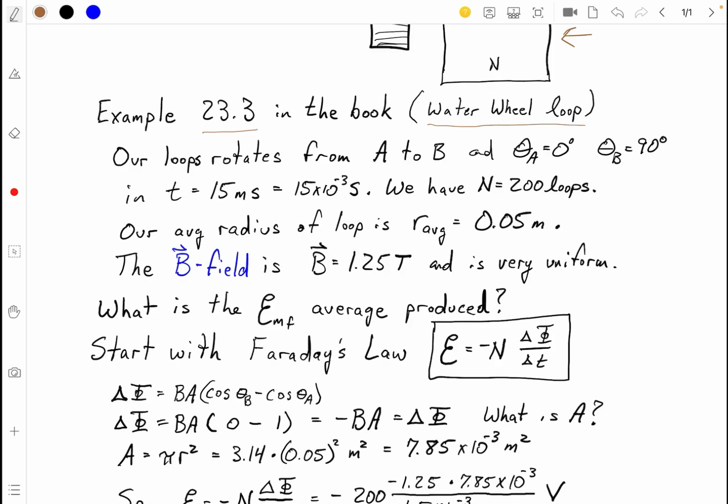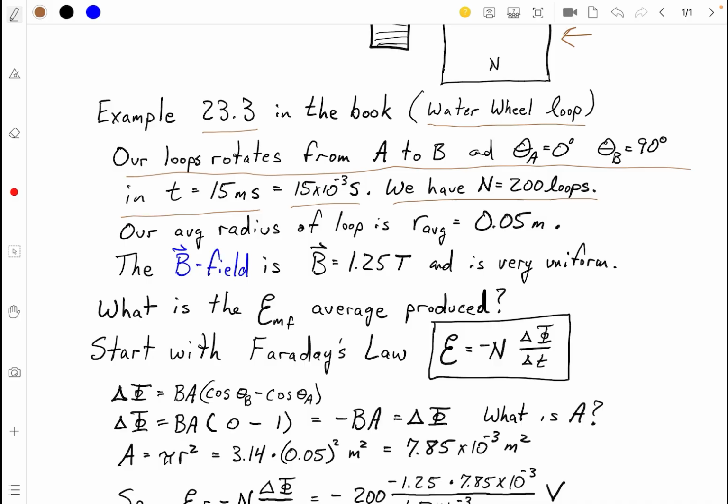So we've got a water wheel loop. Our loop is going to rotate from A to B. So what's it doing? It's starting out at theta A at 0 degrees, and then it's going all the way to theta B at 90 degrees. And it does so in this amount of time. So I'm just rewriting that. And in our loops, there's 200 loops. I only drew one in my water wheel, but we have 200 of them.